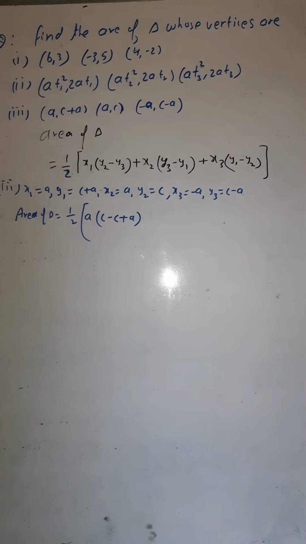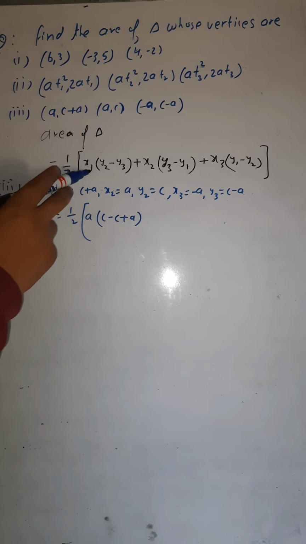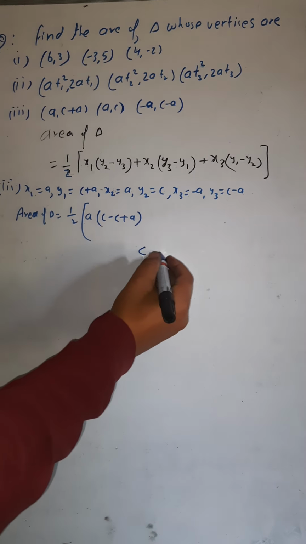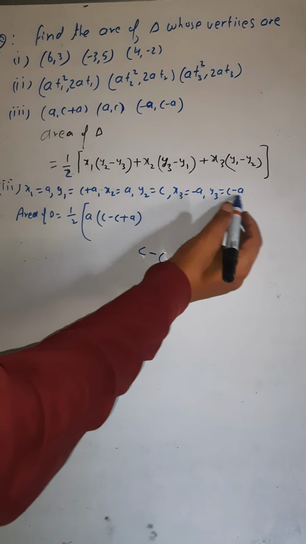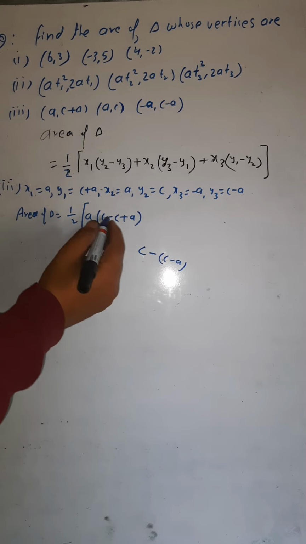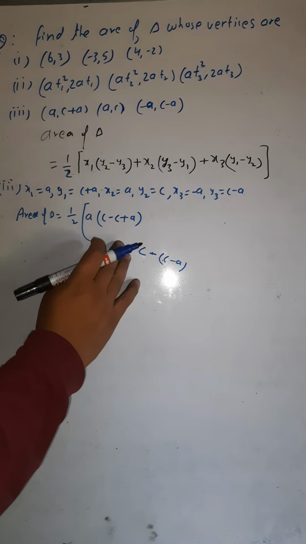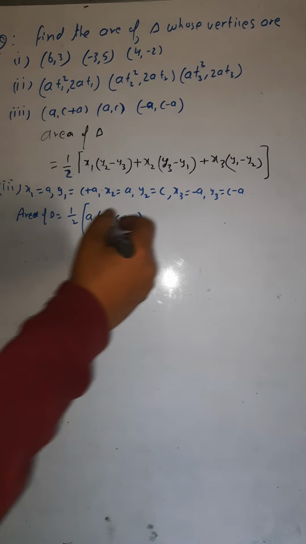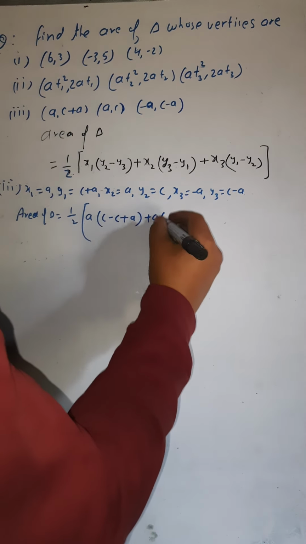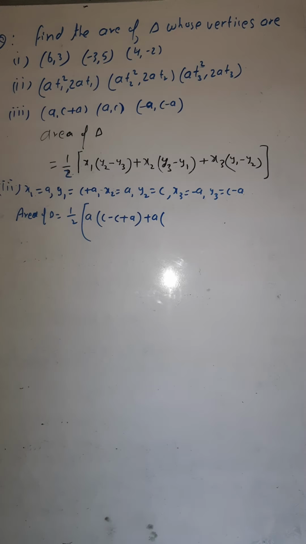Now are you getting this? y2 minus y3: y3 is c minus a. So if this minus is multiplying inside, this would become minus c, and this would become plus a. Getting this? Very good. Now you have x2. x2 is how much here? x2 is again a.